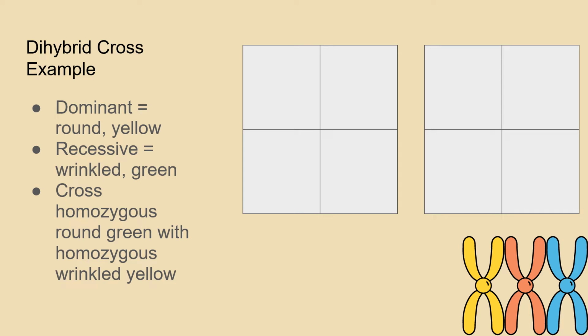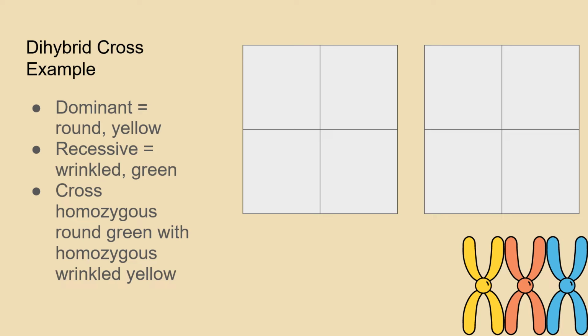So again, dihybrid means you compare 2 traits, and in this case, dominant is round and yellow, and recessive is going to be wrinkled and green. So we have the 2 traits, the seed shape and the seed color. And then for this example, they want us to cross the homozygous round green with the homozygous wrinkled yellow.